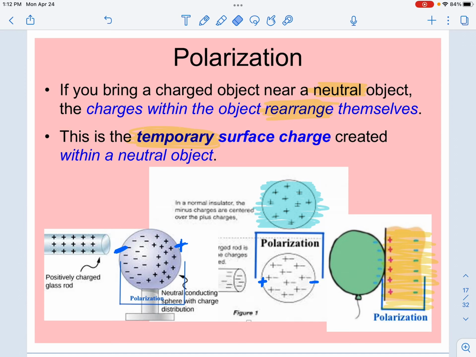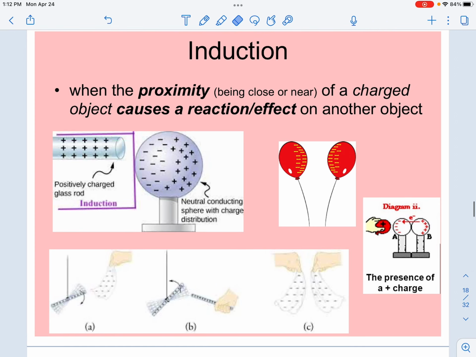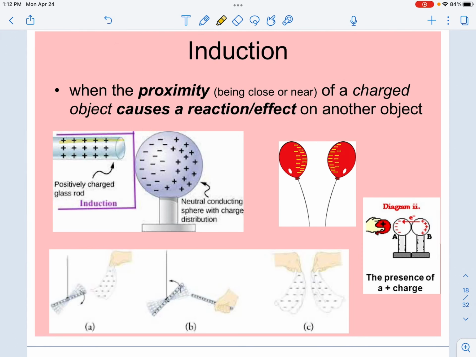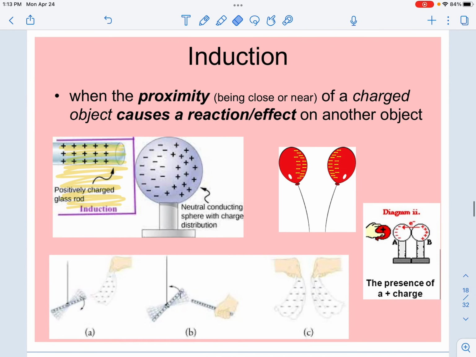That is polarization. Okay, now let's talk about induction. Induction is going to be very closely related. However, if you notice now, I am asking you to focus on this part of the picture. So if we look at the two slides, I have the same example in both slides. However, what I'm drawing your attention to is different. In polarization, we were focused on the neutral object. Here for induction, I want you to focus on the object that actually has an electrical charge.